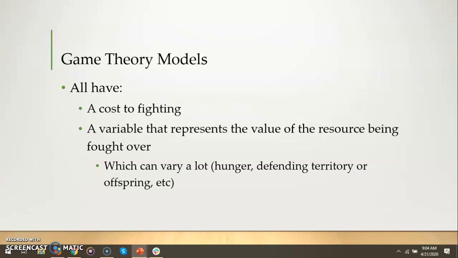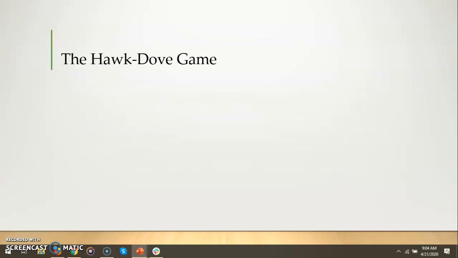The first model we're going to talk about is called the hawk-dove game. Now, this is going under the usual view of a hawk being something that is going to be aggressive, that is going to want to fight on some level, and the dove being a more peaceable creature that perhaps is more interested in fleeing, or perhaps more interested simply in submitting and not fighting.